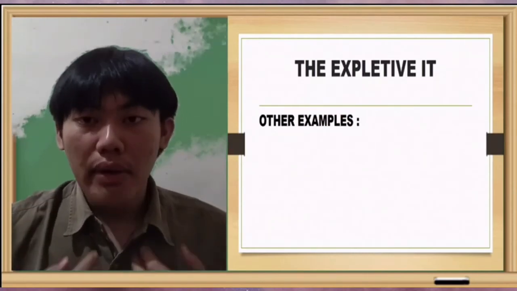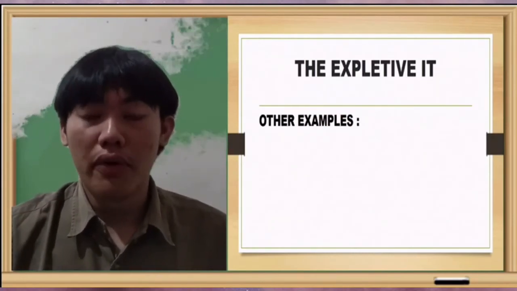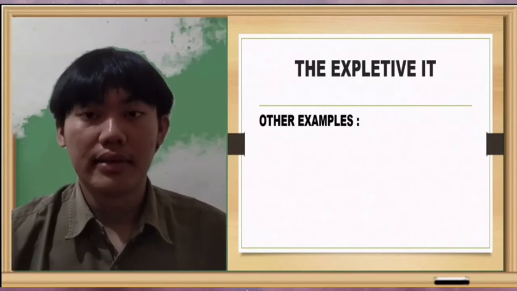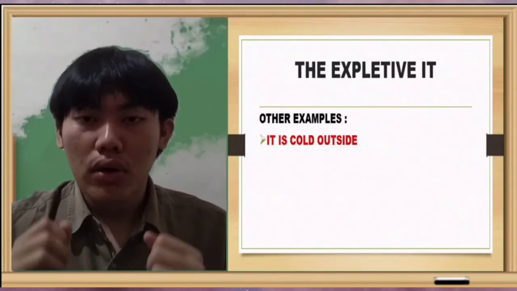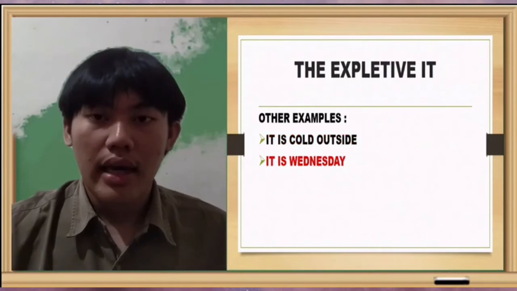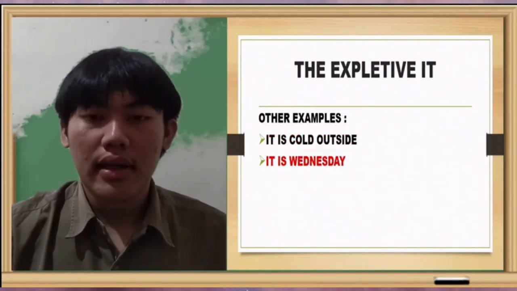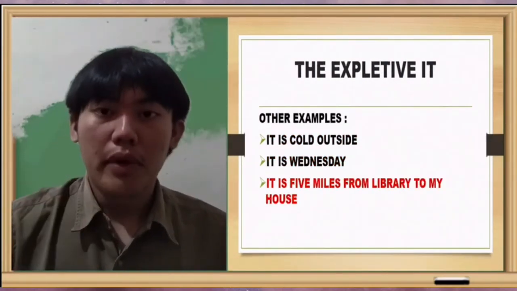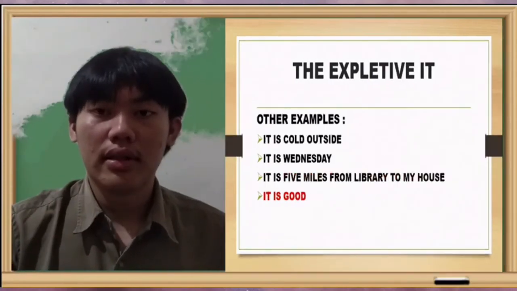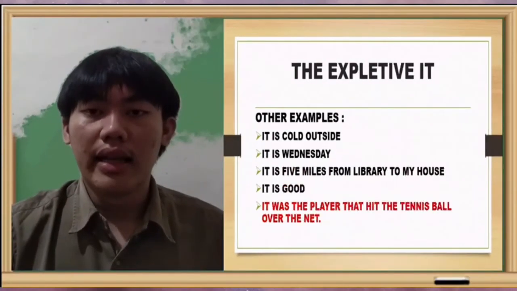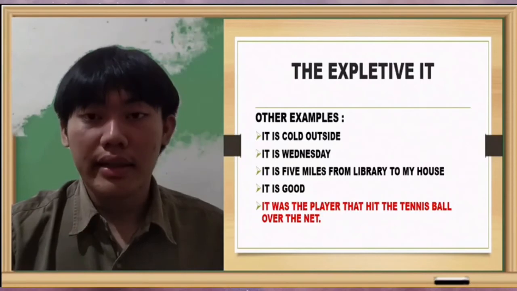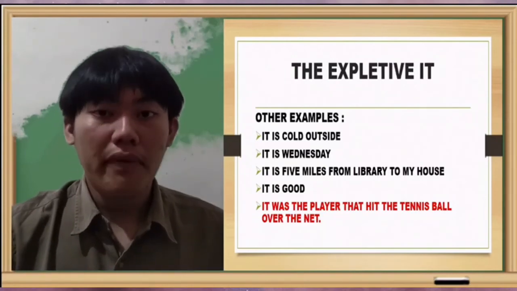Okay, I will tell you other examples of the expletive it. It is cold outside. It is Wednesday. It is 5 miles from the library to my house. It is good. And last, it was the player that hit the tennis ball over the net.